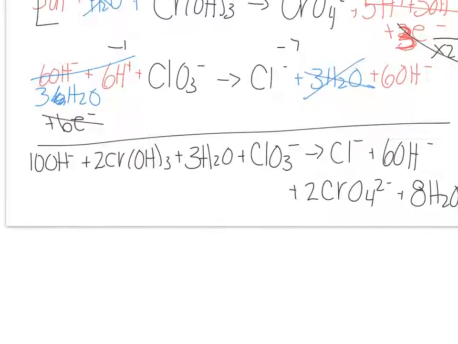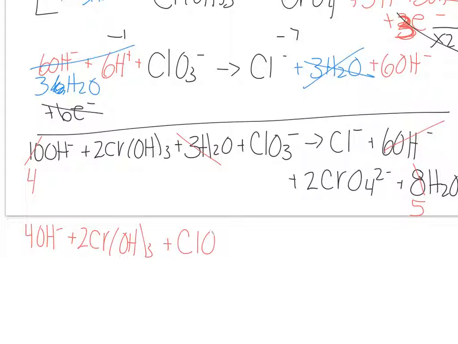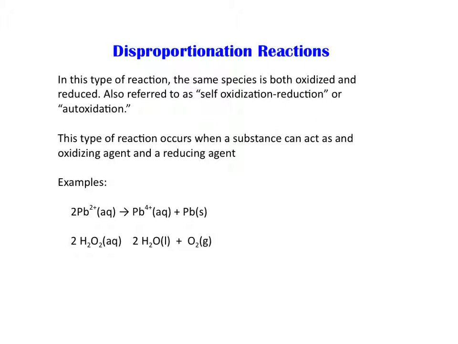So we need to cancel anything that's overlapped that looks like OHs. So we're going to reduce this one to 4. Waters, reduce that to 5. So overall we get 4 OH minus, 2 Cr(OH)3, ClO3 minus, making Cl minus, 2 CrO4 2 minus, and 5 H2O. Hopefully everything's balanced.